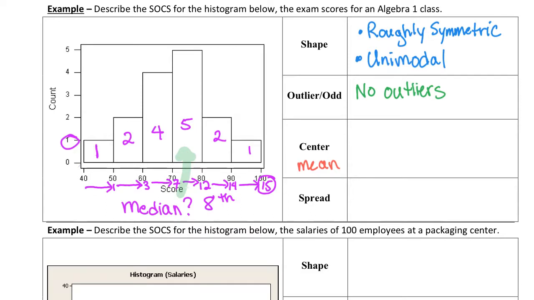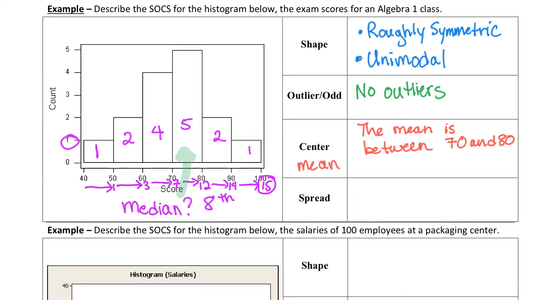For my center, I'm going to say the mean, remember, because the mean is the best measure of center for symmetry, but I'm using the median because it will be very close. I'm just going to say the mean is between, because I don't know exactly what it is, between 70 and 80. And this was scores. So I think 70 and 80 points, maybe, if you wanted to put that. That's fine. That's all that needs to be done for center.